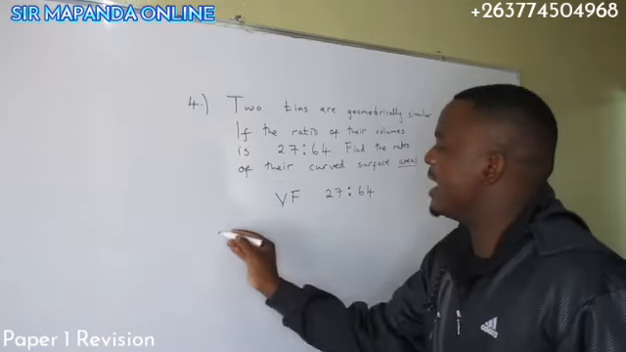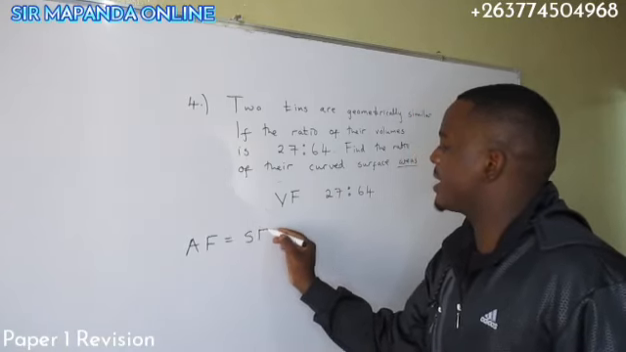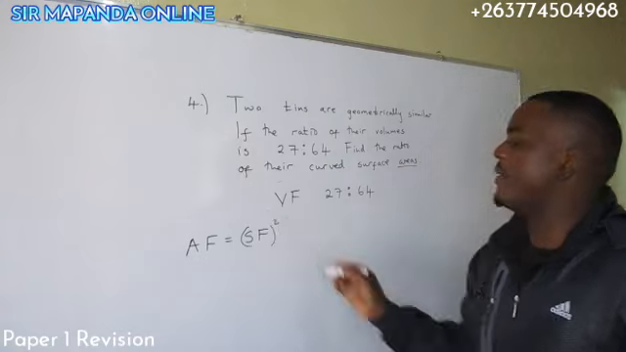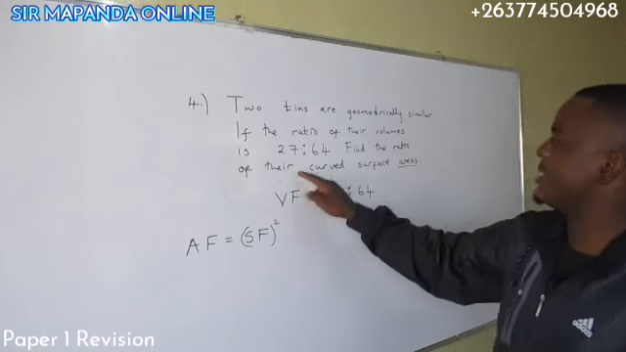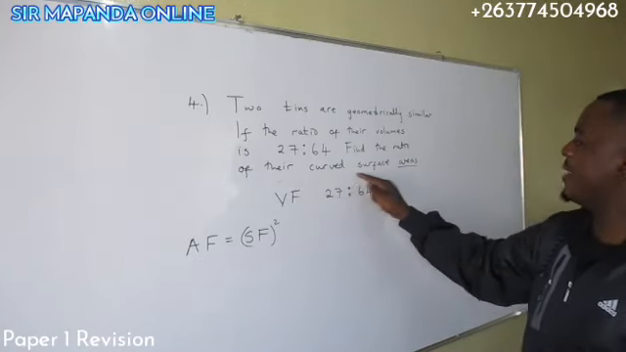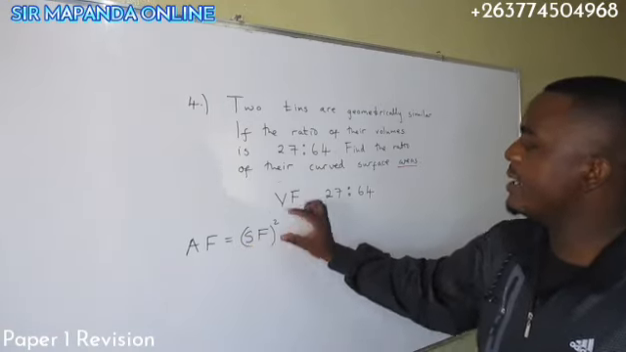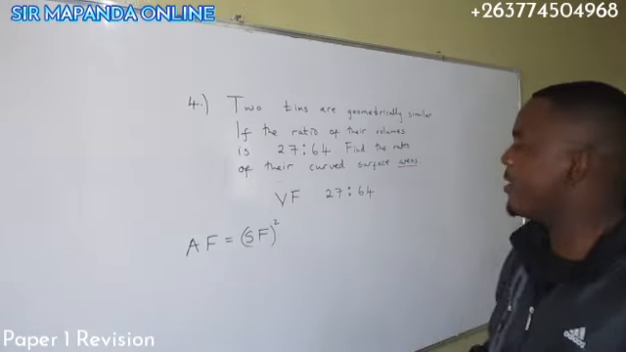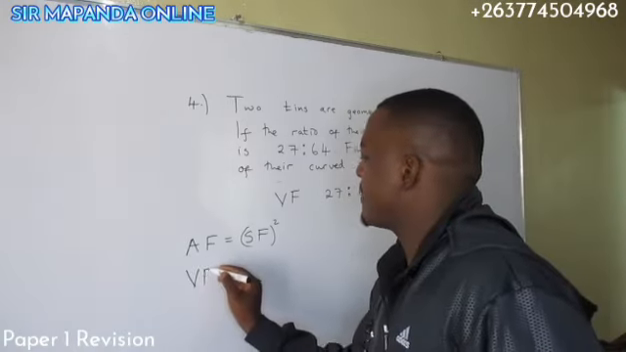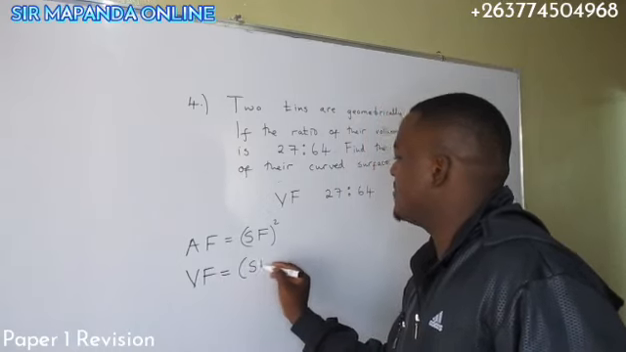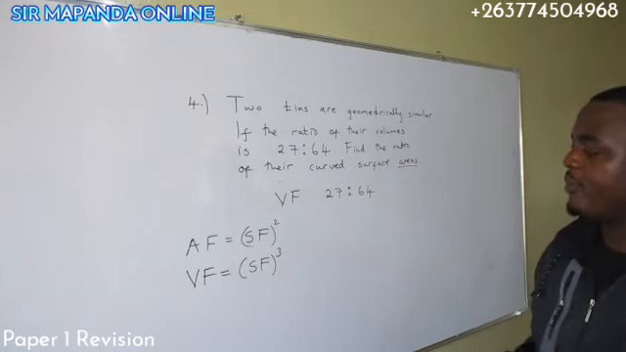So for you to find area factor, you need to raise what you call the scale factor by power 2. I hope you are following. Area factor, which is the same as the ratio of curved surface areas, is found using scale factor raised by power 2. Right. Then volume factor is found using scale factor raised by power 3. I hope you are following.